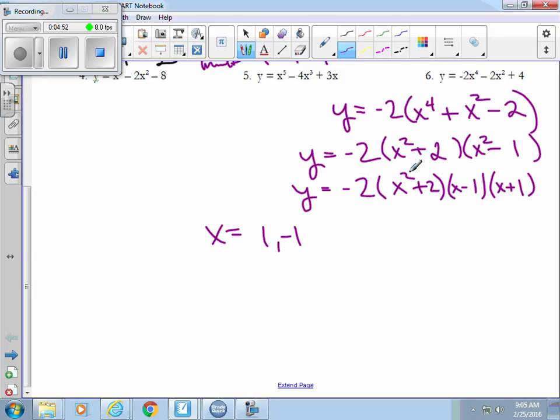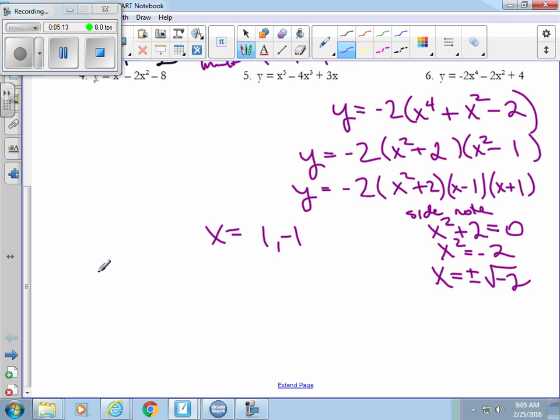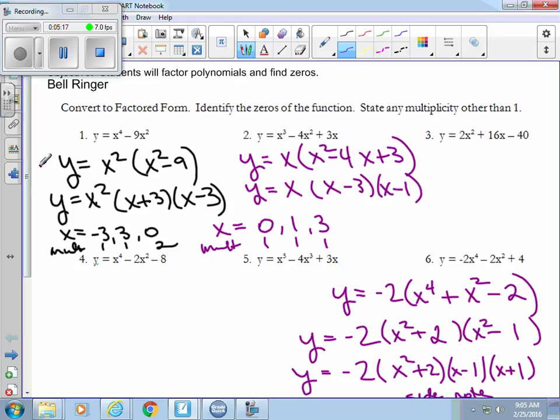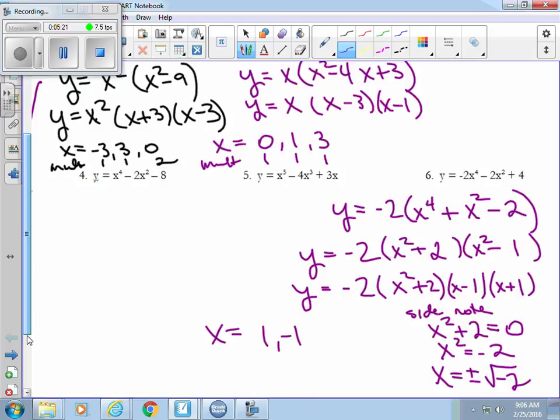Then this thing is a little strange, isn't it? Because it didn't factor down all the way to a linear term. To do this, I'm going to have to set it equal to 0, do a side note. So x would be plus or minus the square root of -2. I'm going to go back up and read the question. It says identify the zeros. Zeros can be imaginary, so I'll go ahead and include those.